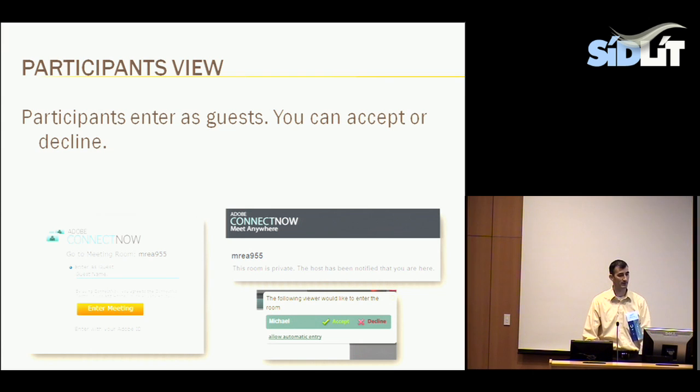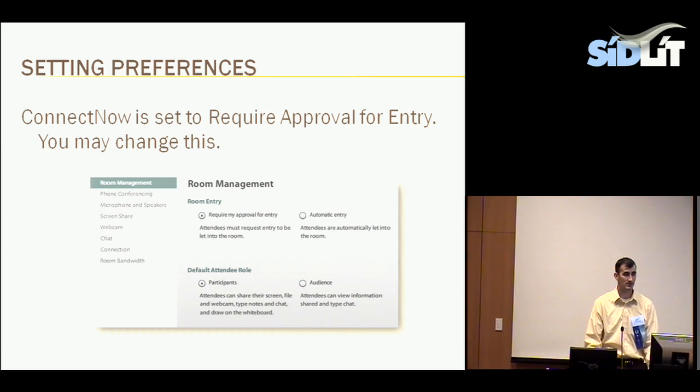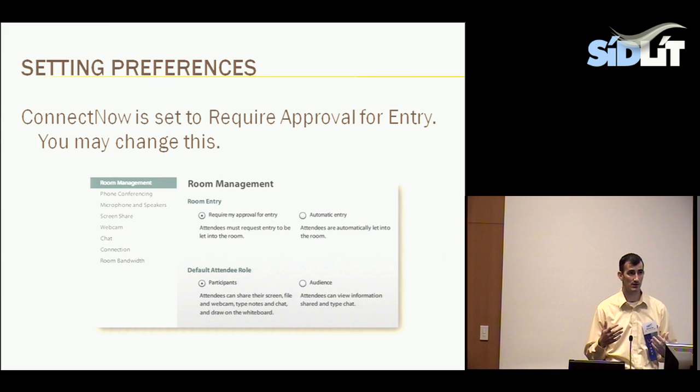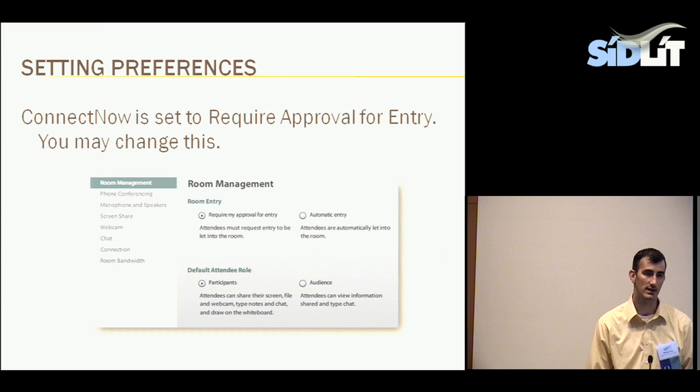This is what their view will look like. Once they get the email, they'll be able to click on it and it'll take them to this place. They enter a guest name, and then following that they'll get the approval screen. You have the option of allowing them to enter your room with approval or automatically enter. That's nice, so that way, if you're doing office hours, the one student can get in and the other one can't, and then you can just approve them that way.